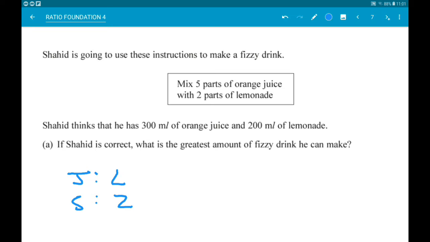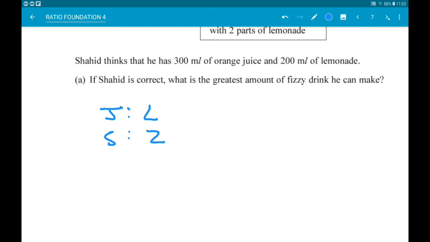Part A. If Shahid is correct, what is the greatest amount of fizzy drink he can make? Okay, so what the ratio is saying is for every 5 millilitres of juice, we need 2 millilitres of lemonade. So, what's going to happen here, we're going to run out of one ingredient before the other. So, let's try using all of the juice. So, he has 300 ml of orange juice.